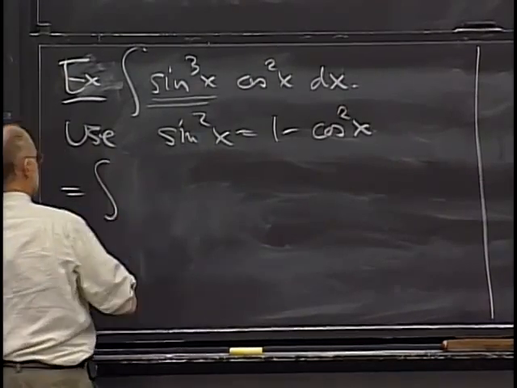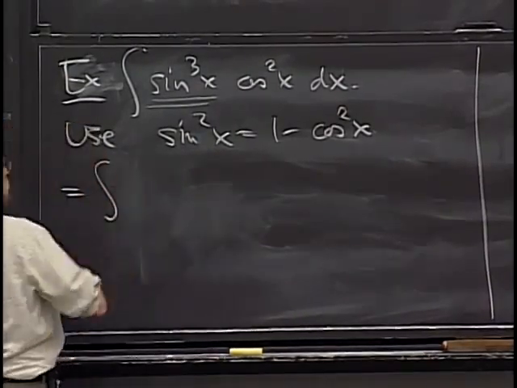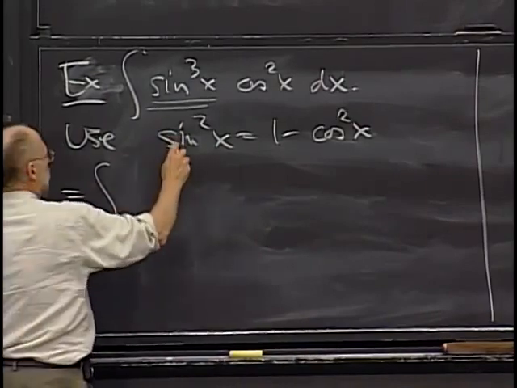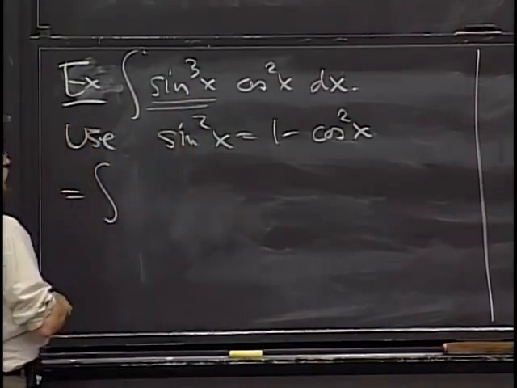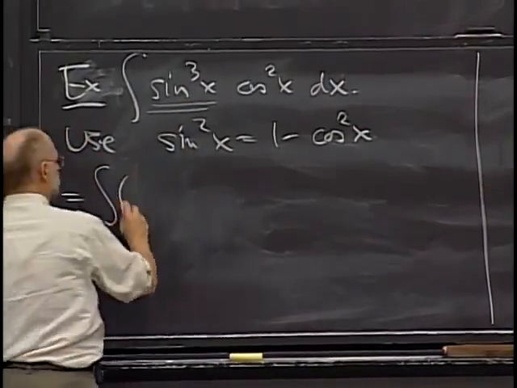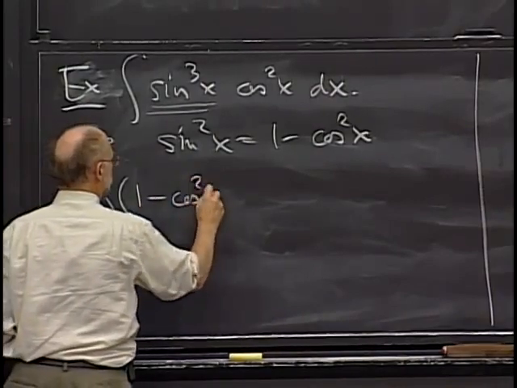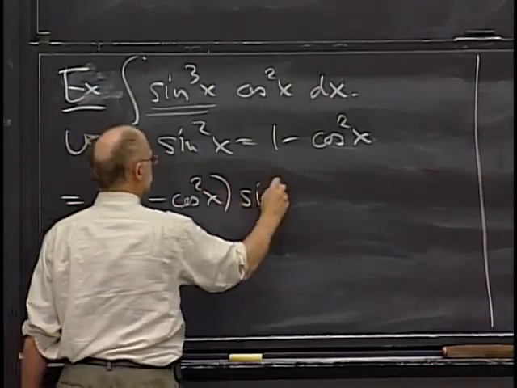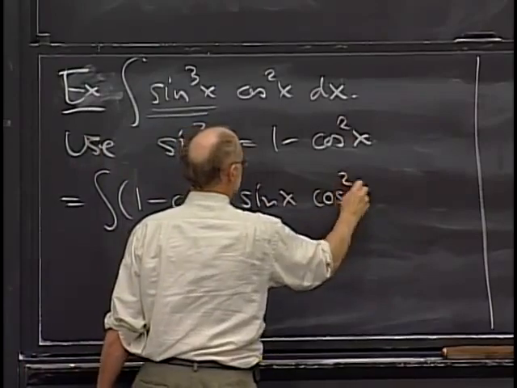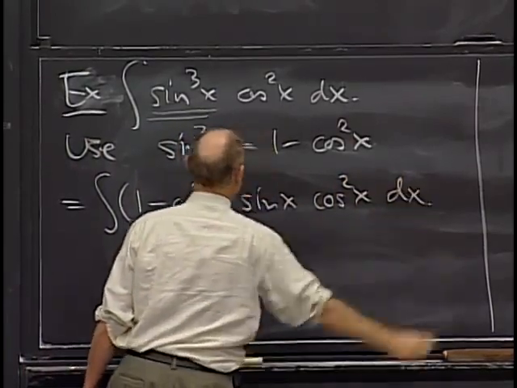So this is not really a substitution or anything. This is just a trig identity. This sine cubed is sine squared times the sine, and sine squared is 1 minus the cosine squared of x, and then I have the remaining sine of x, and then I have cosine squared of x dx.